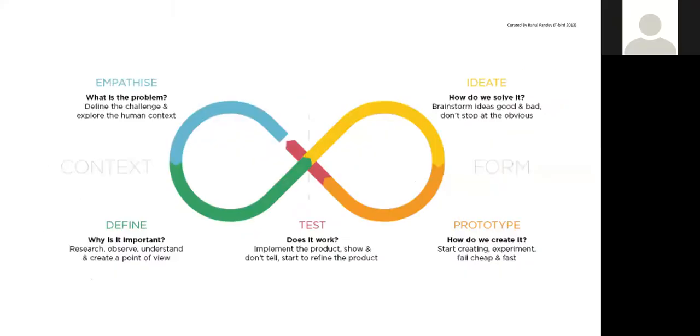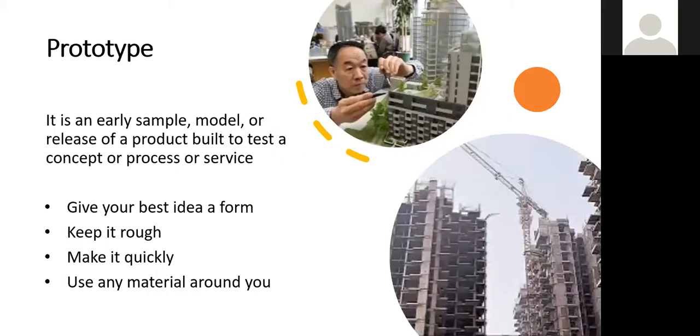Now, as I mentioned earlier, first thing, give your best idea a form. If you have chosen 3 ideas, try to give those ideas rough forms, using different materials which are available. If it is a process, try to design a sketch or a process flow diagram and show it to the real customer. If it is a product, an app, or any other technological solution, then create a small prototype using the things around you and show it to the end user. Keep it rough, make it quickly, use any material around you.